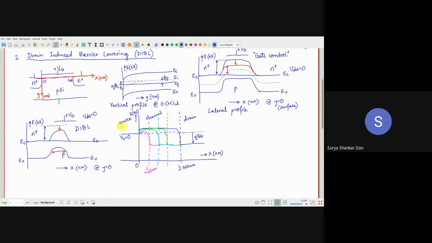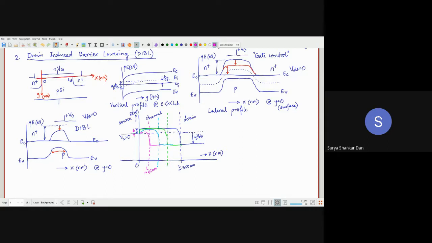Got it? So the clear variation or the decrease in the barrier height. So what was the barrier height here? This was the original one. Finally at 45 nanometer, this much. So this decrease is because of drain induced barrier lowering. Okay, everybody.